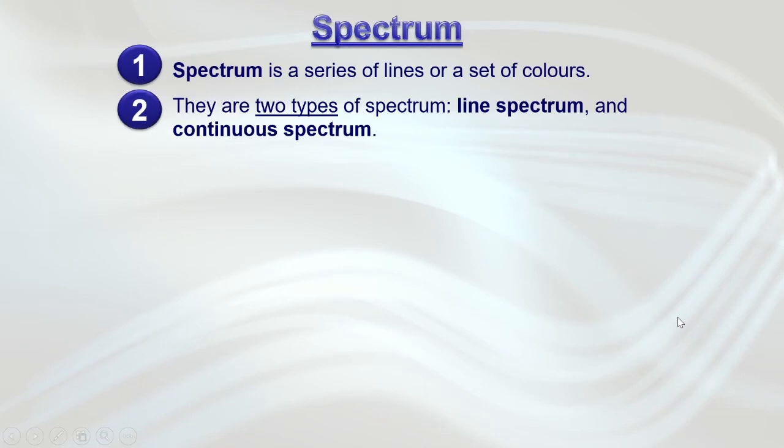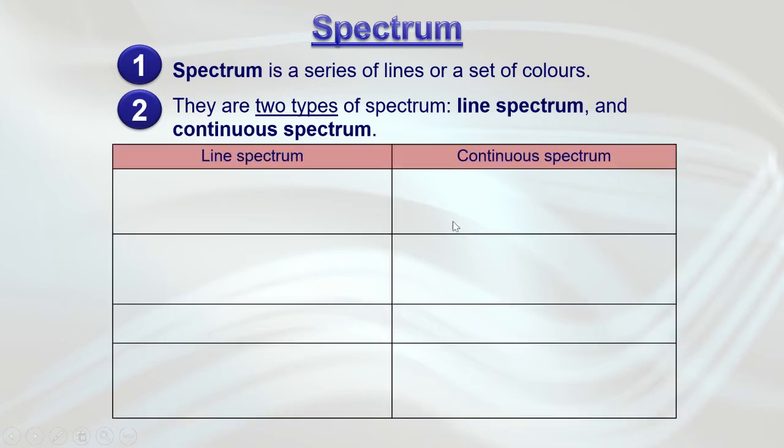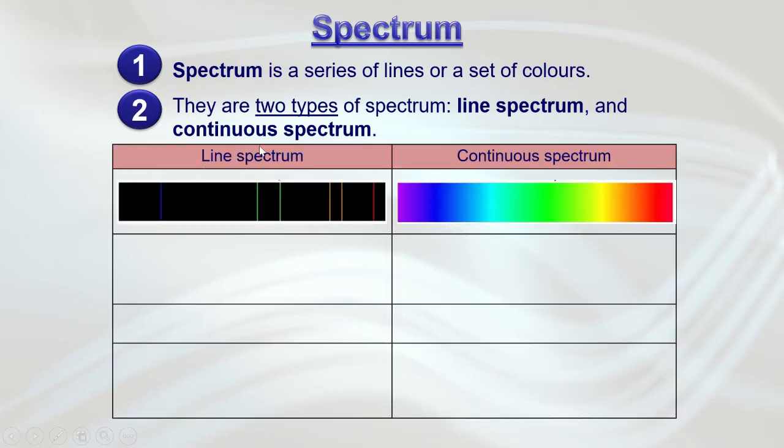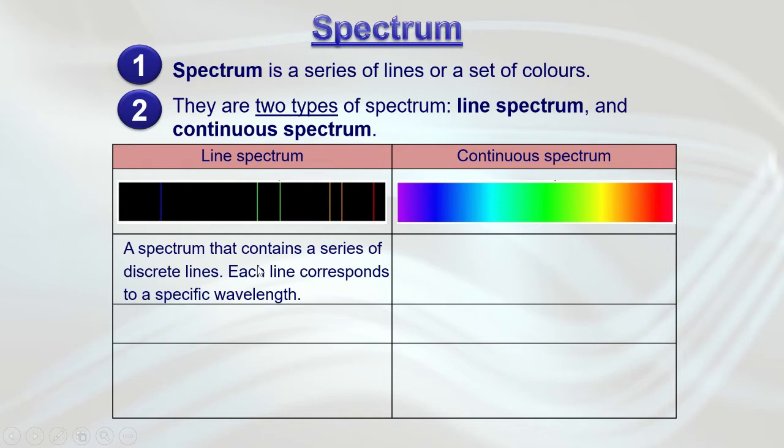When the question asks you to differentiate between continuous spectra and line spectra, you should be able to state the differences between these two spectra. So what is a spectrum? A spectrum is actually a series of lines or a set of colors, right? As I mentioned earlier, there are two types of spectrum: line spectrum and continuous spectrum.